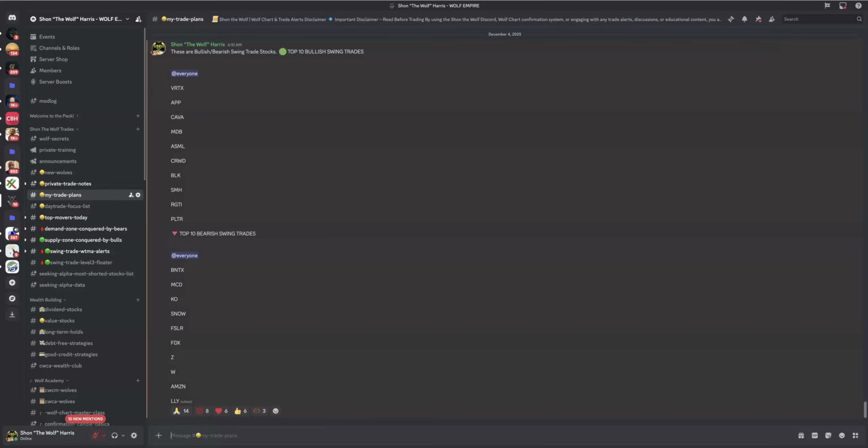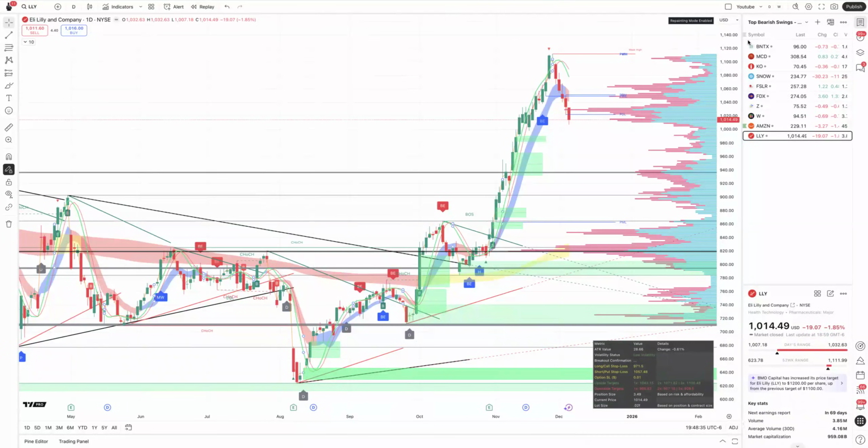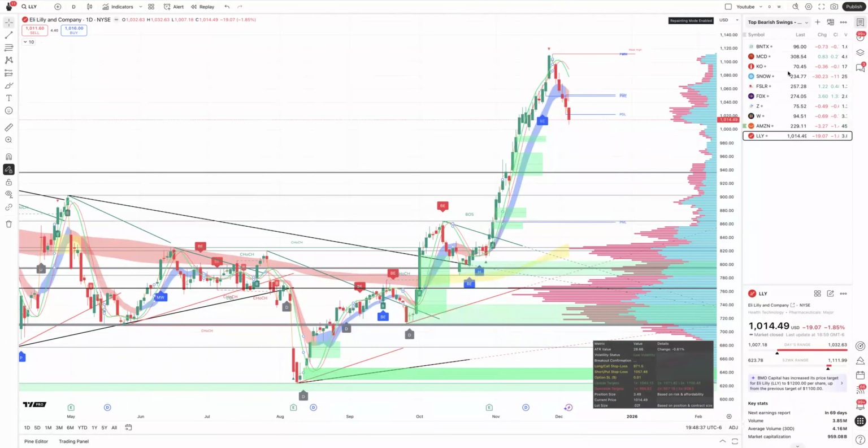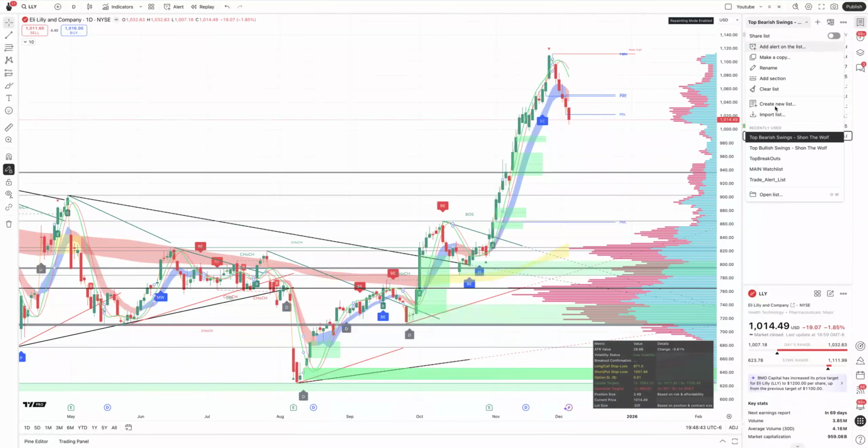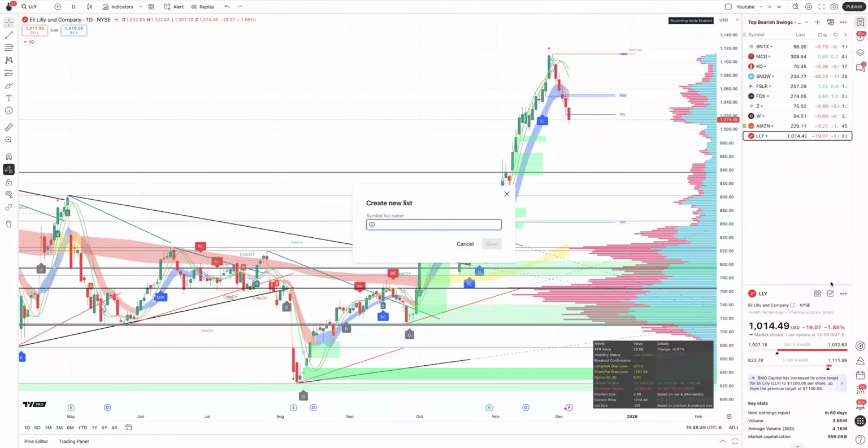Then on TradingView, where you have your list of stocks that you're watching, you can hit this down arrow. Under here you can create a new list. You create the list and call it swing trades, top swing trades, whatever you want to call it. Like I did right here, top bearish swings.